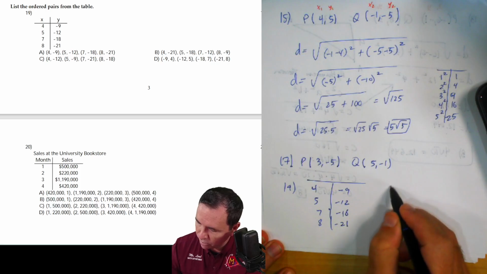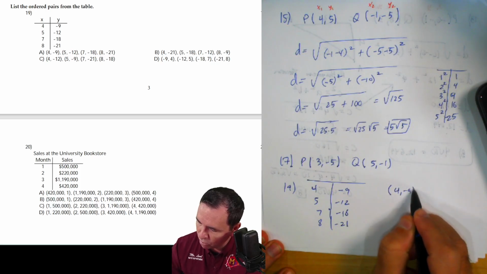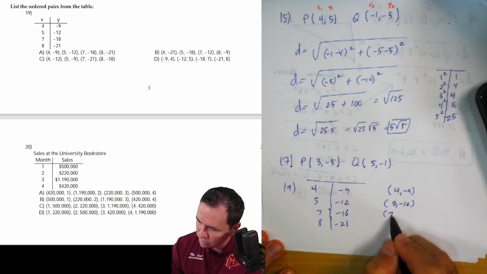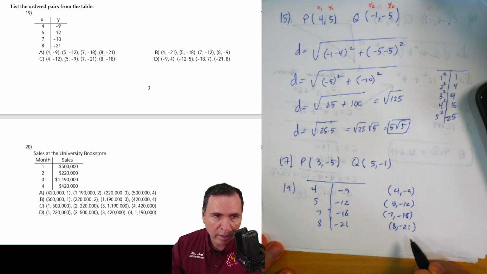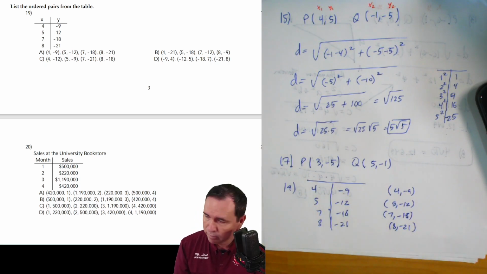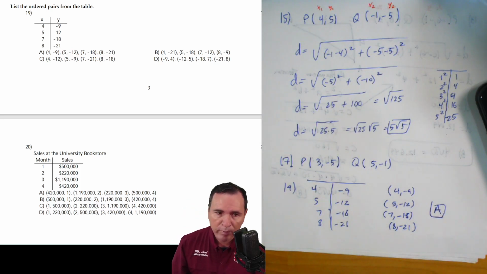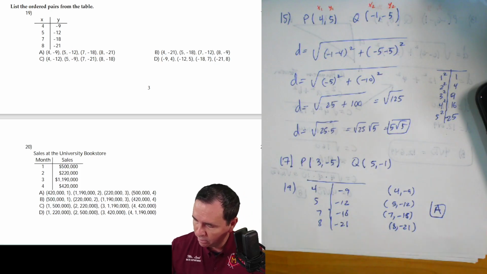All you gotta do is turn them into ordered pairs. These are called ordered pairs. Points, if you will. Look at that. How easy is that? And what answer choice would you pick for number 19? Wouldn't you pick letter A? Absolutely, letter A. Okay? Hopefully you understand.